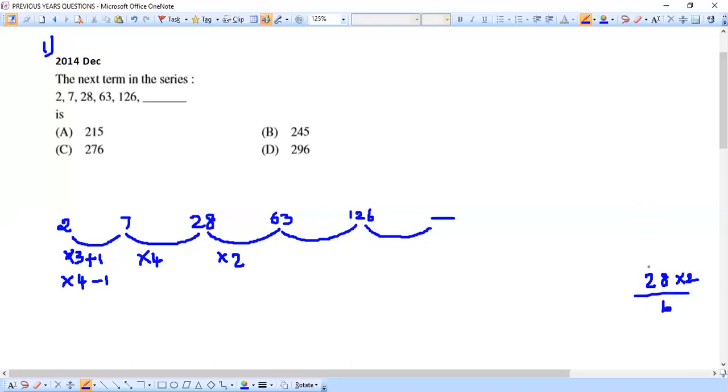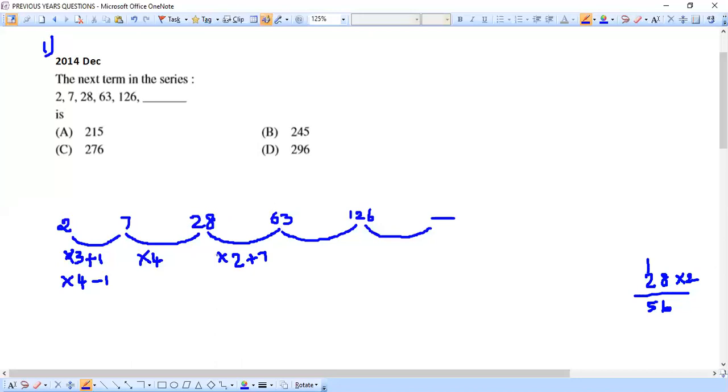So 8 twos are 16, 1 carried. 2 twos are 4 plus 1, 5. So 56. So I am getting 28 twos are 56. So with 56, we need to add some number to get the 63, correct? So 56 plus what number will give us 63? It's simple. We need to add 7. Because 56 plus 7 will be 63.